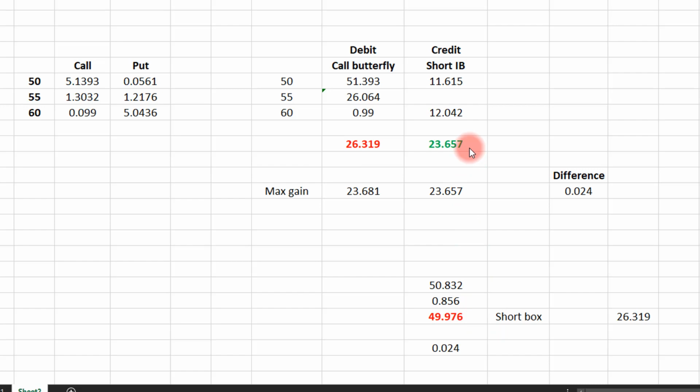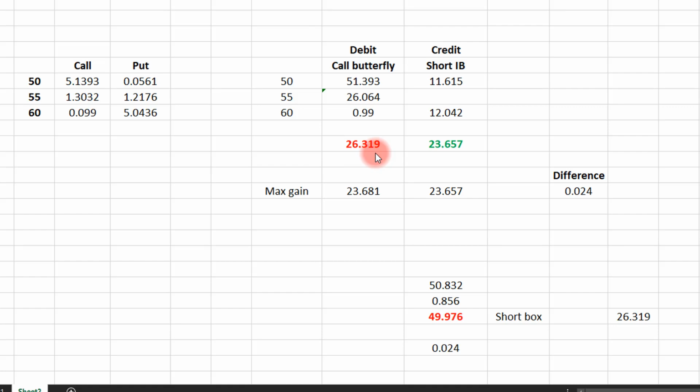There's another way we can look at it. If the credit spread trader receives 23.657, but also receives another 49.976, it's kind of unfair to say that this person generated this extra money down here just because there was something special about the iron butterfly. It wasn't. They just attached a short box position to the trade. So let's back this out. Let's take 49.976 minus the 23.657 credit, and we get 26.319 as a net debit, exactly what the debit call butterfly spent over here. So there actually is no difference whatsoever.